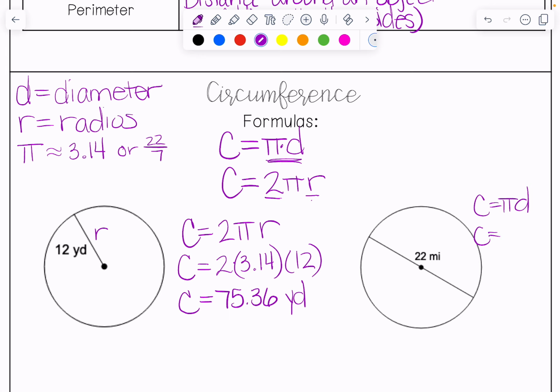And so now I'm going to plug in what I know. Again, a formula is really cool. It tells us exactly what we need to do. We just need to plug values in. Okay, so for pi, we're going to use 3.14, and then the diameter of this circle is 22. So I'm going to be multiplying 3.14 times 22. And when I do that, I'm going to figure out that my circumference is 69 8/100ths, and then again, just miles.